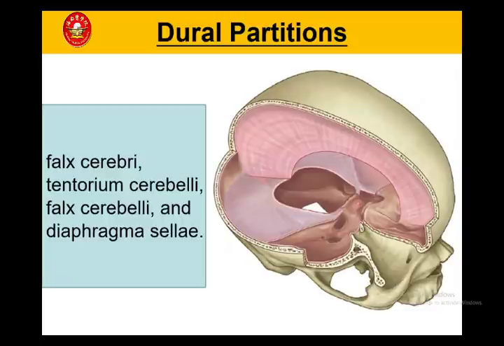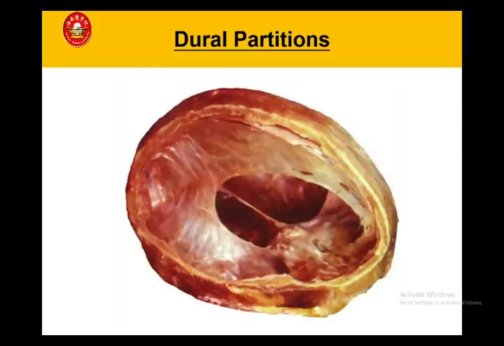Now we will talk about, here we have the original picture in which we can see the falx cerebelli, the tentorium cerebelli, the falx cerebelli we can see here, and here we can see the notch, and this part here, the diaphragma sellae.